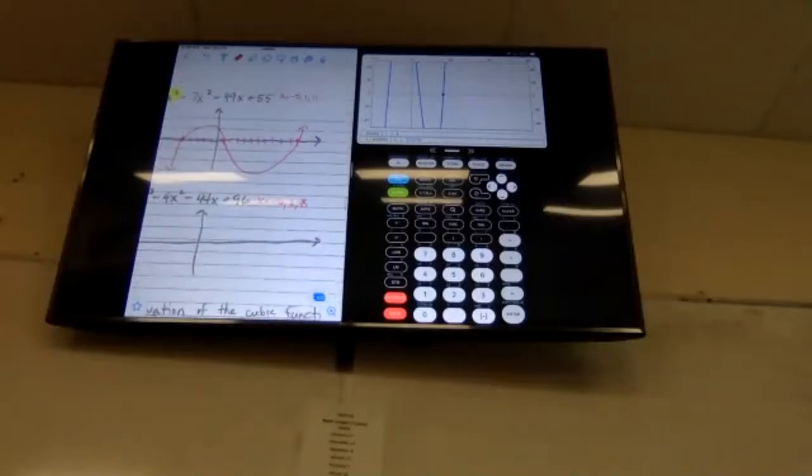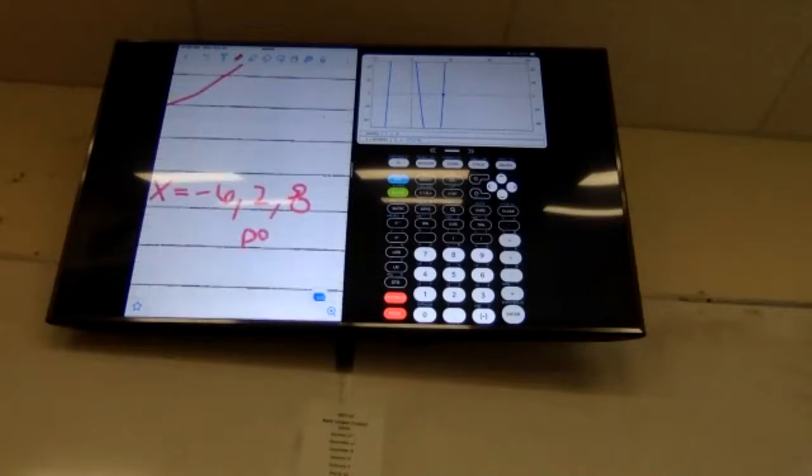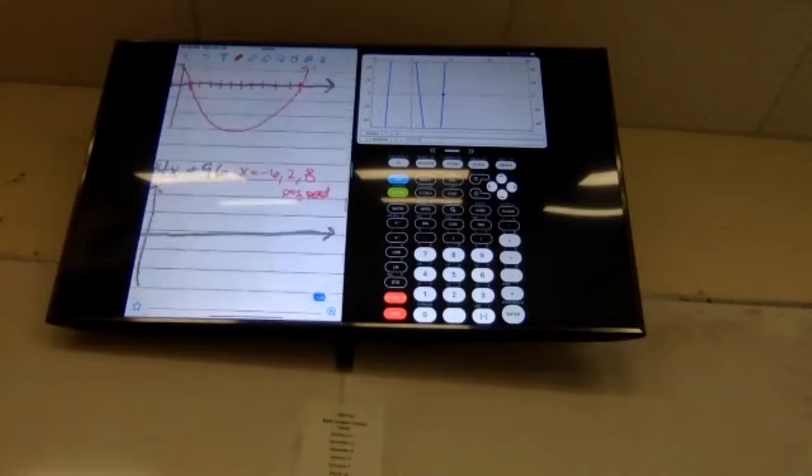For the second one, I got my zeros to be -6, 2, and 8. And I also have it being positive. So it should look very similar to the other one, just different zeros.